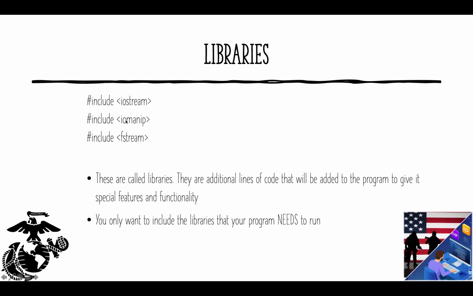These other libraries are examples. This is an IO manip library. This is maybe if you wanted to do specific widths on spacing or some things like that. The fstream library is used for file reading, so file reading and file writing is used for the fstream. Again, a library is going to be used in every single program that we write.